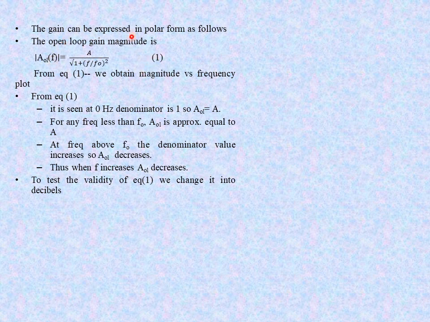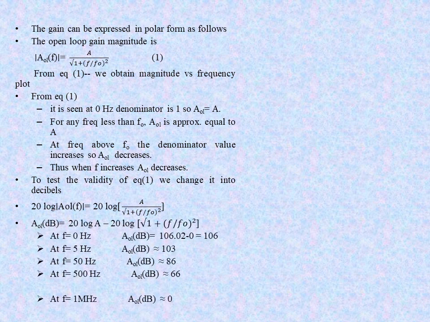Now in order to test the validity of this equation, first of all, we'll change it into decibels. So this is the decibel equation. We can also write AOL in decibels in such a way: 20 log A minus 20 log of the bracket term. Now we can calculate AOL in terms of decibels for different frequencies. Some of the values we have calculated.